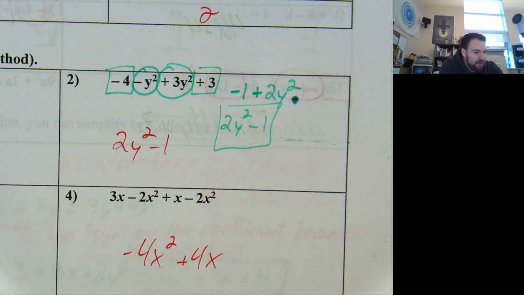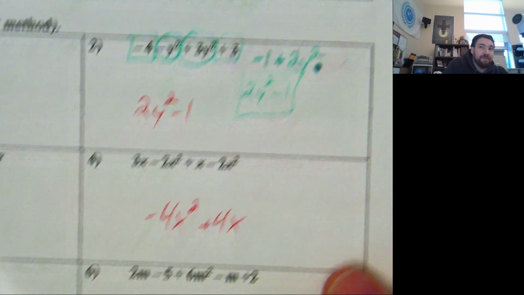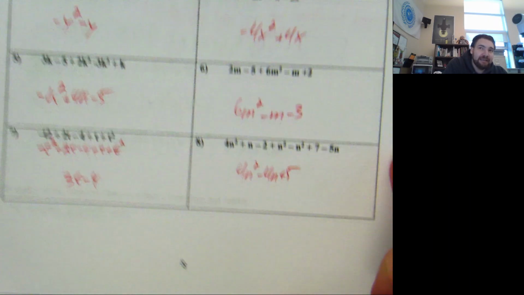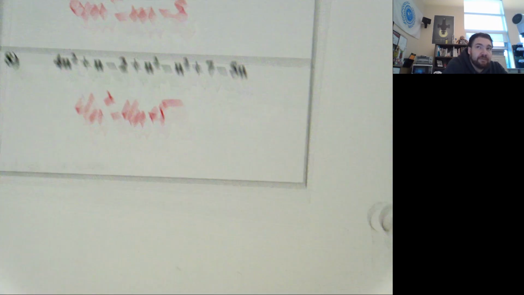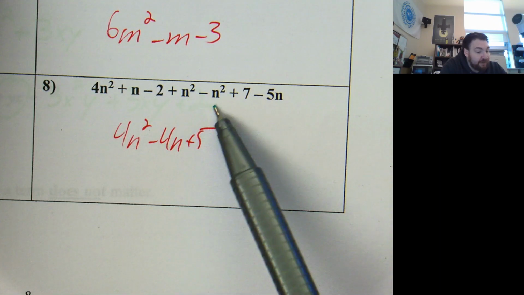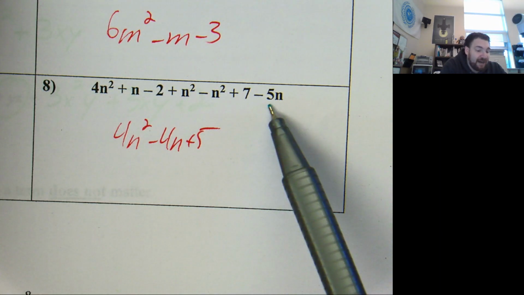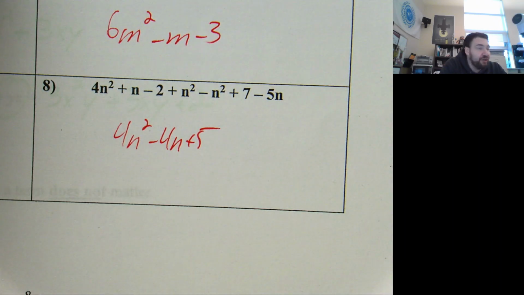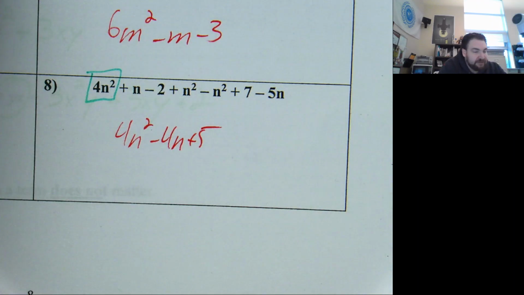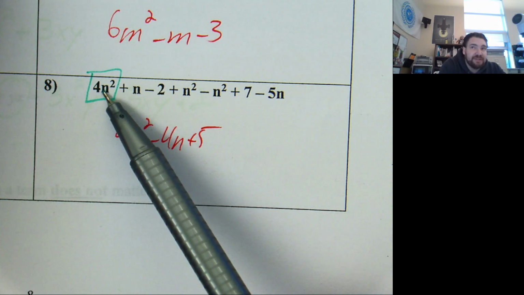Okay? Is there anything else anyone would like me to go over from this page? Number 8. Okay, let's look at number 8. So I've got 4n² plus n minus 2 plus n² minus n² plus 7 minus 5n. So I'm just going to start at the left and look for like terms. I've got an n² there, 4n². Hayden, are there any other n²? You asked about this one, yes? Okay, so I've got my 4n². Are there any like terms with this guy?